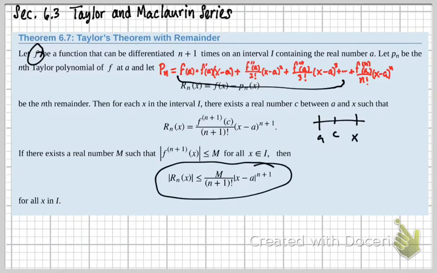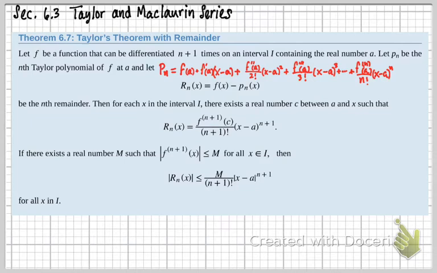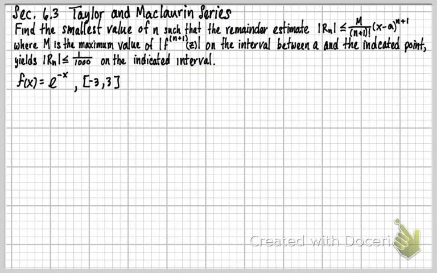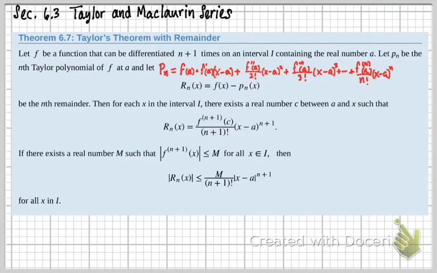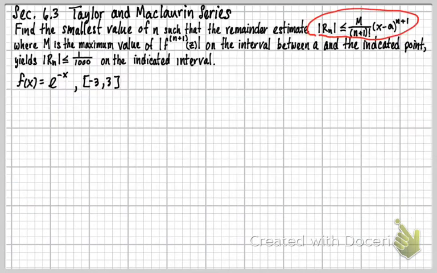So that's what we're going to do now. Let's play around with this, and then you can see a little more of the power we have here. So here we go. Find the smallest value of n such that the remainder estimate Rn is less than or equal to m over n plus 1 factorial times x minus a to the n plus 1. Now take a look at this. This is just what we see down here, and that's what they're getting at here, where m is the maximum value of f.